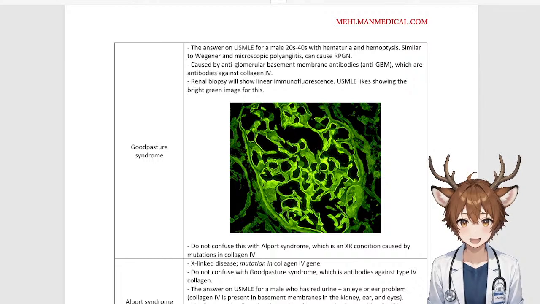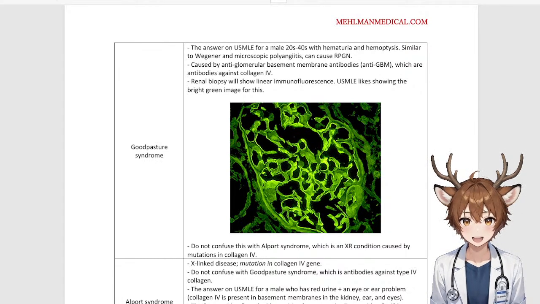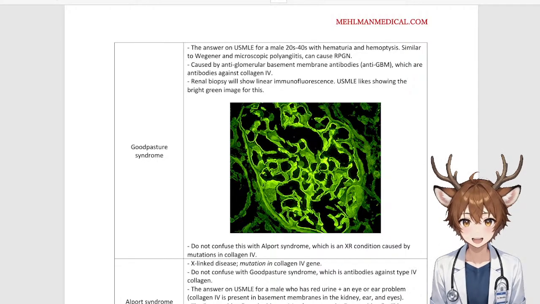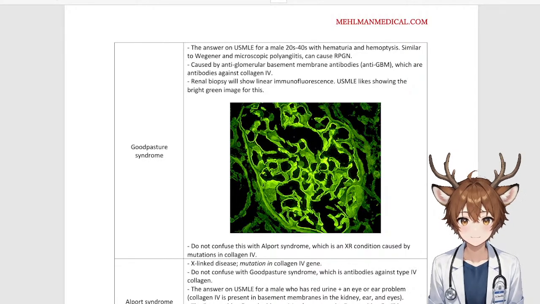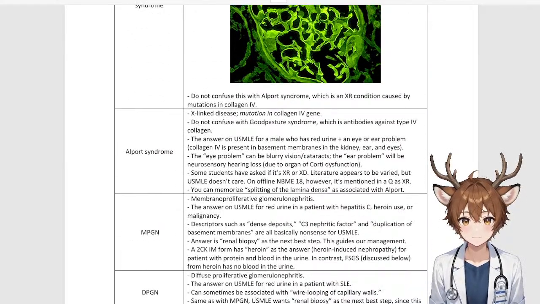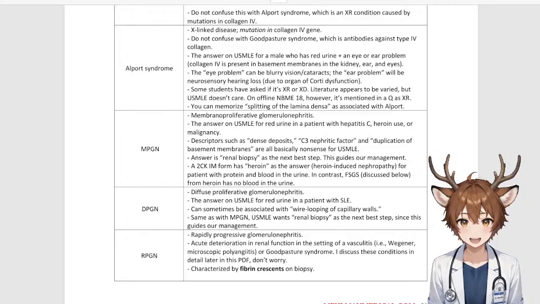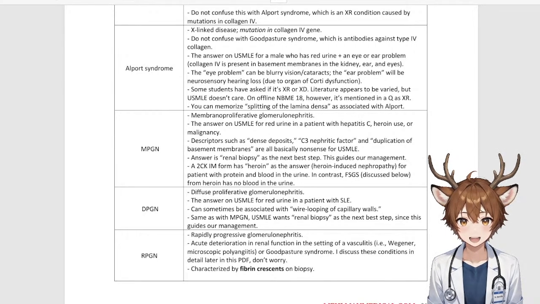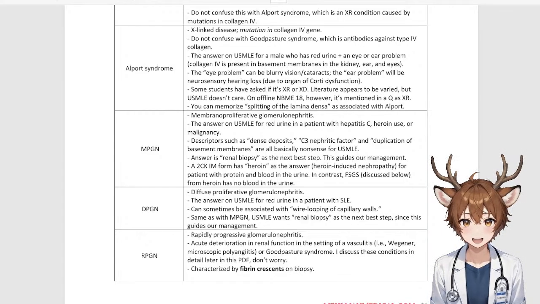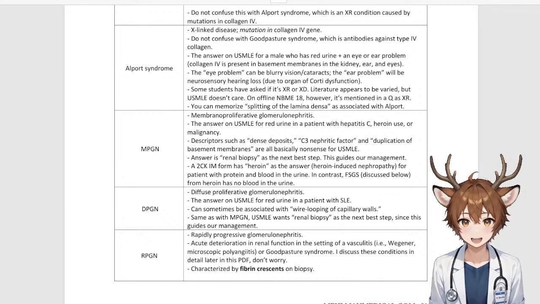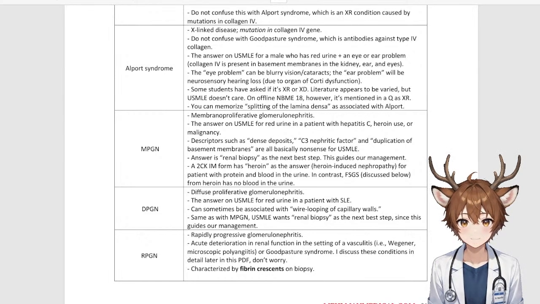Do not confuse this with Alport syndrome, which is an XR condition caused by mutations in collagen 4. So that's a different situation. Okay, let's talk about it then. Alport syndrome, X-linked disease, mutation in collagen 4 gene. Do not confuse with Goodpasture syndrome, which is antibodies against type 4 collagen. So this is a mutation in the collagen type 4 for Alport, while Goodpasture is an antibody against it.